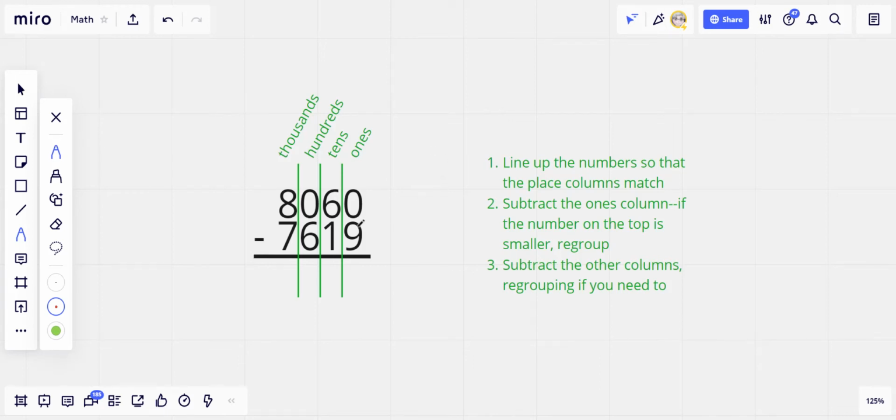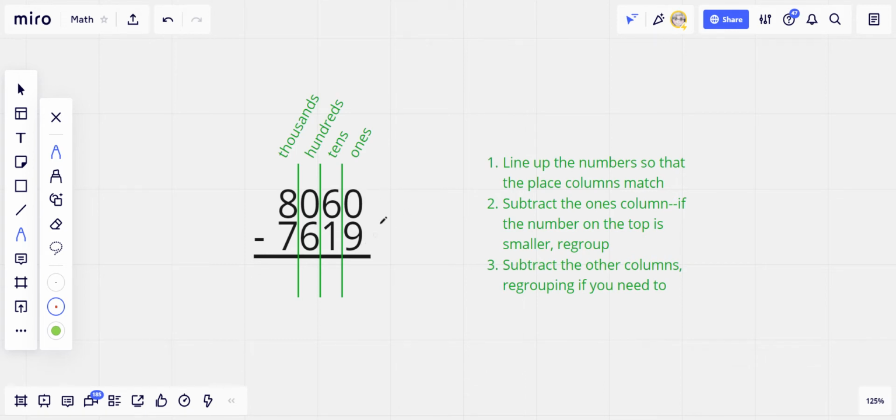In this problem, we are subtracting four-digit numbers, 8,060 minus 7,619. And you can see some of the numbers on top are smaller than the numbers on the bottom. So that means we're going to need to regroup. So we'll do this step by step.